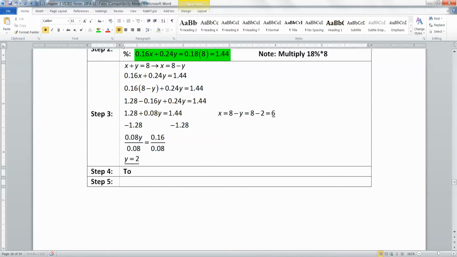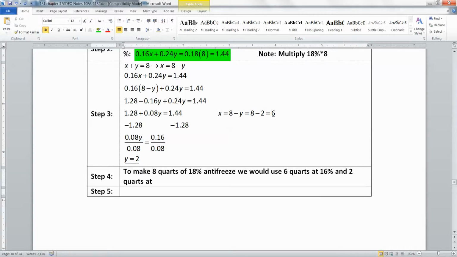So to make 8 quarts of 18% antifreeze, we would use 6 quarts at 16% and 2 quarts at 24%.